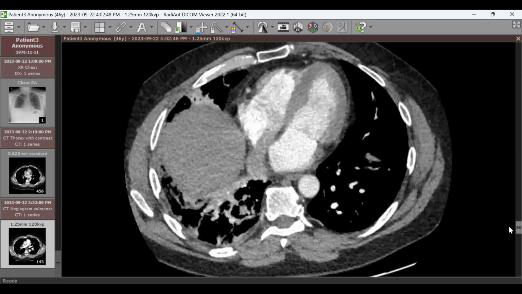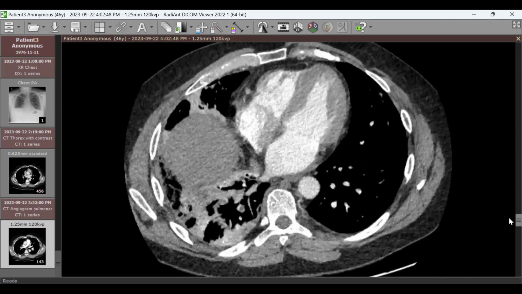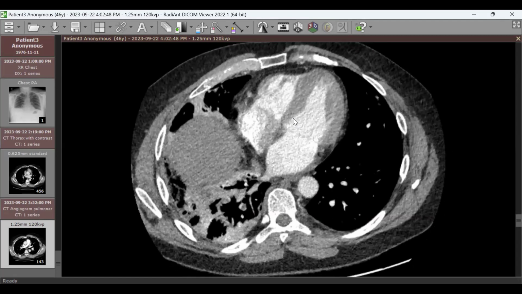And what's the best way to evaluate for right heart strain? Measurement of the interventricular septum, the size of the right ventricle and left ventricle, and comparing the shape of the left ventricle. Exactly. If the RV diameter is larger than the LV diameter, that's an indication of right heart strain, which is not the case here.